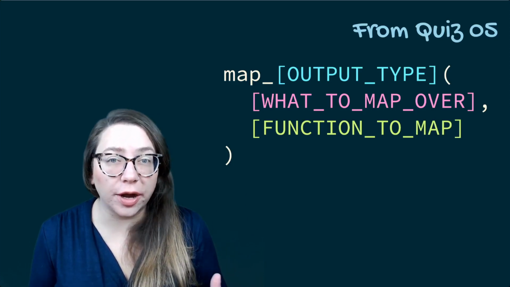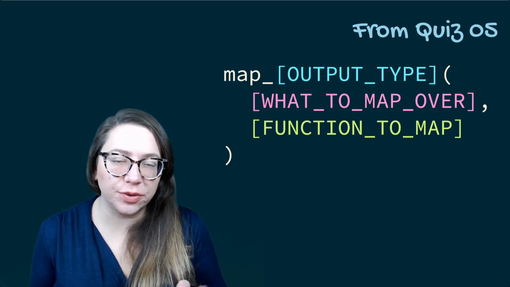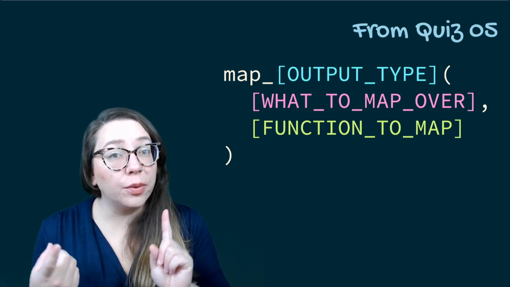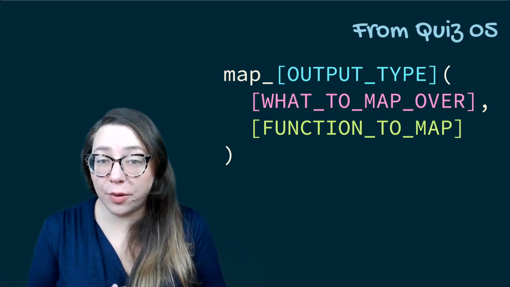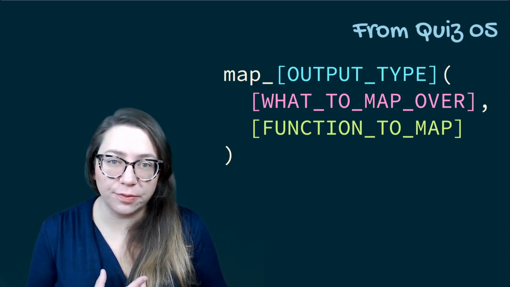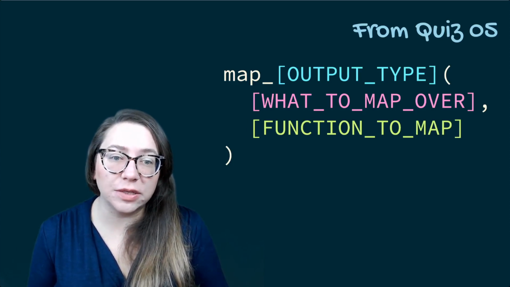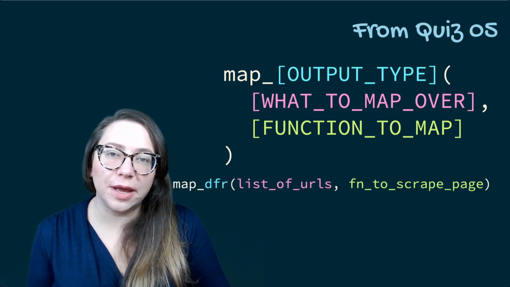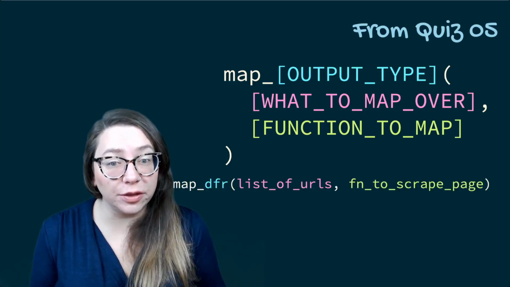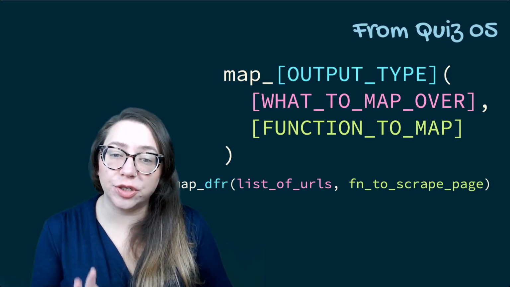So we have map underscore whatever the output type we want is, and then in the parentheses we give this map function 2 arguments. We can actually give more as well, but we've stuck to the situation where things are a bit simpler, where we're just giving it a list of what to map over and then also the function to map. And in the case that we worked with over the last week, this was a function that we actually wrote. So the examples that we work through in terms of web scraping look something like this, where we're constructing a data frame. So that was map underscore dfr.